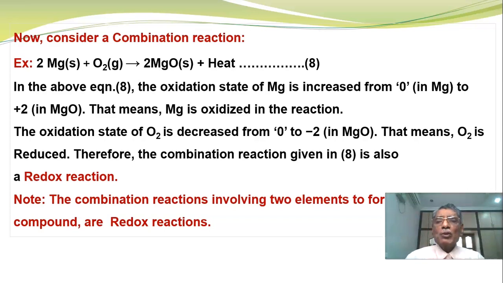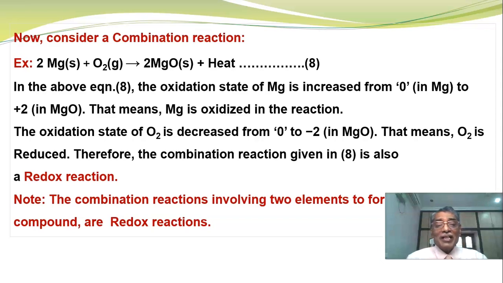2Mg + O2 gives rise to 2MgO + heat. In the above equation, the oxidation state of Mg is increased from 0 in Mg to +2 in MgO. That means Mg is oxidized in the reaction, whereas the oxidation state of O2 is decreased from 0 to -2. That means O2 is reduced. Therefore, the combination reaction given above in equation 8 is also a redox reaction.